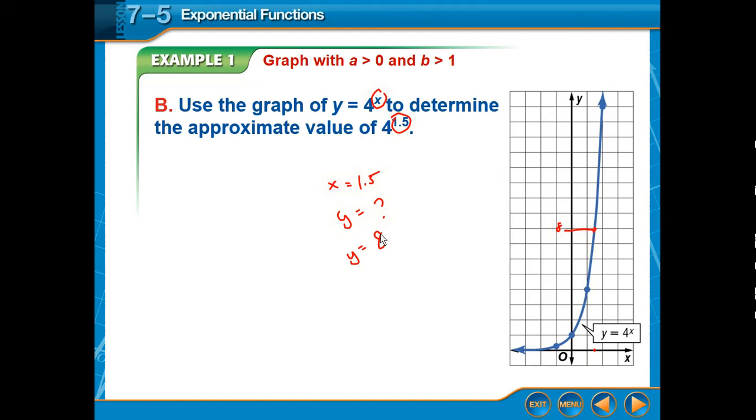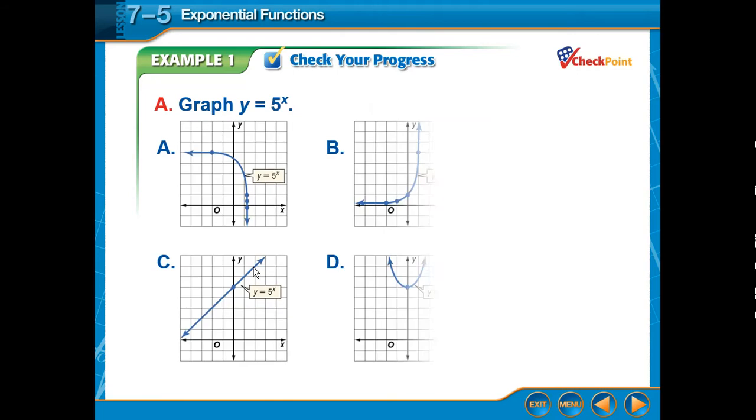Okay, and if we just want to check it by putting 4 to the 1.5 into the calculator, to see if you get 8. So when I do that, 4 to the 1.5, I do get 8. So then I would say that this is about 8. Okay, you guys can try these on your own.